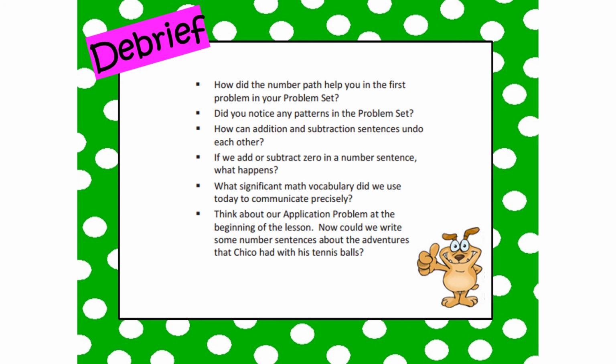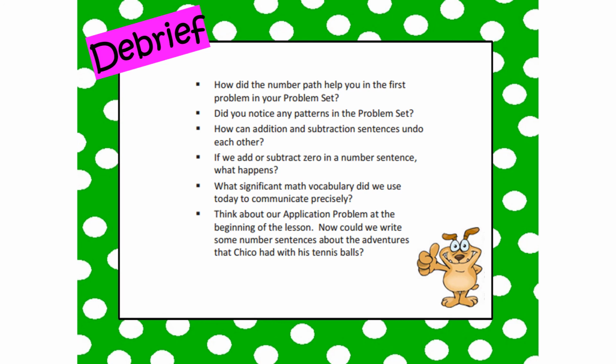Did you notice any patterns in the problem sets? I know what I noticed. I noticed that some of the numbers were the same. For example, we had 7, and then we took away 3, and that left 4. And then we had 4, and we added 3, and that made 7. So that's one of the patterns that I found. So how can addition and subtraction sentences undo each other?